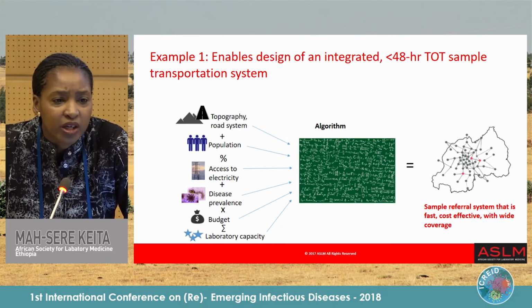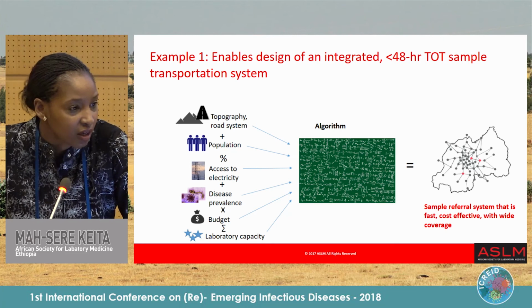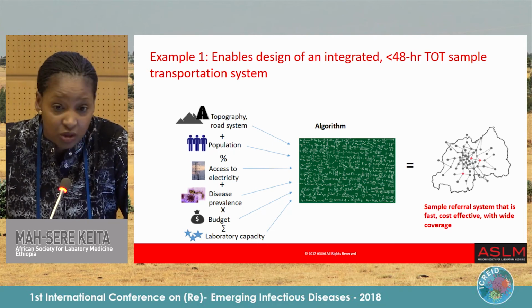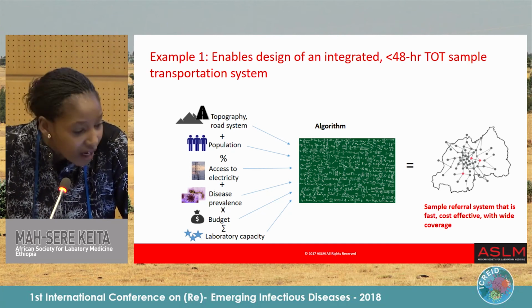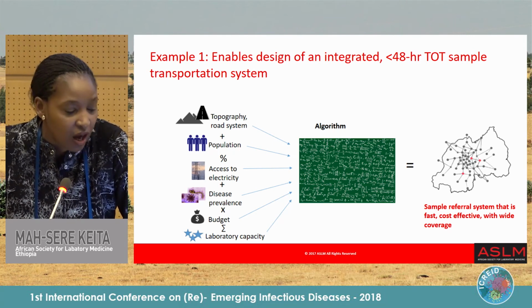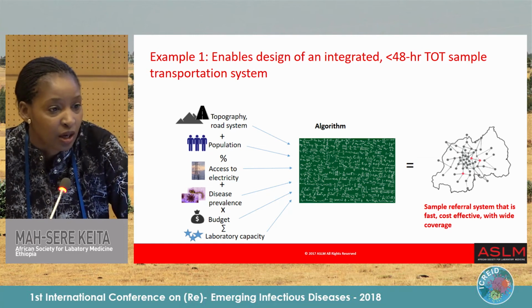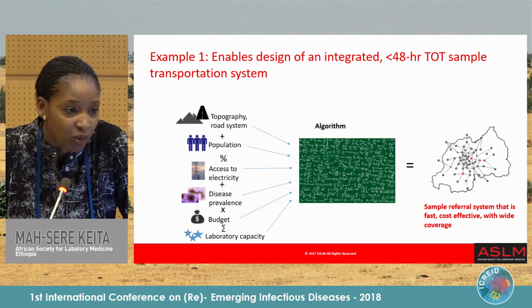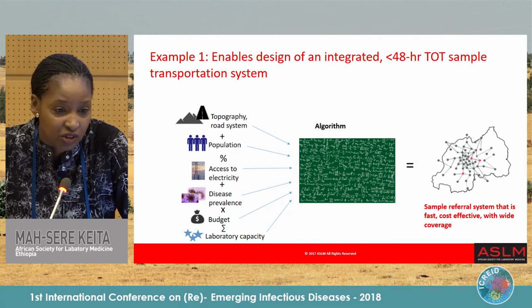These are just a couple of examples of what we can do with that information. So the idea is, for example, to be able to develop in a country an integrated, less than 48-hour turnaround time sample transportation system. If we have information on what the topography looks like, what their road system is, where the population density is, do they have access to electricity, what's the disease prevalence, what are the funds available, and then this information that we're collecting on laboratory capacity, we can then do data analytics that would allow us to optimize what a sample referral system could look like that would be cost effective and that would have the largest coverage in a country.